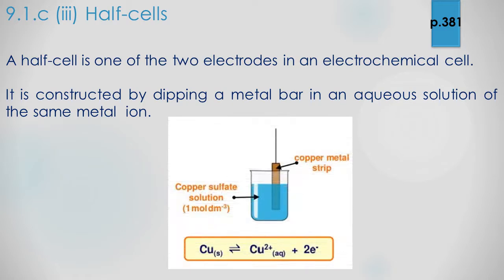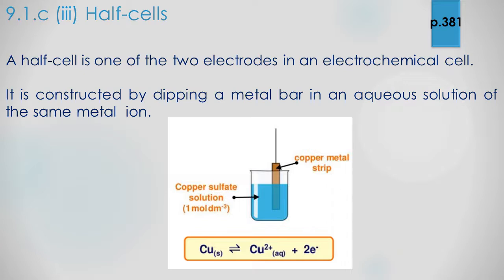So if you want to construct a copper half cell, you have to dip the copper metal in a solution that contains Cu2+ ions. You have to dip the metal in a solution of its own ion. So copper sulfate, CuSO4, contains Cu2+ and SO4 2-. SO4 2- is a spectator ion, and Cu2+ is the metal ion of the metal copper.